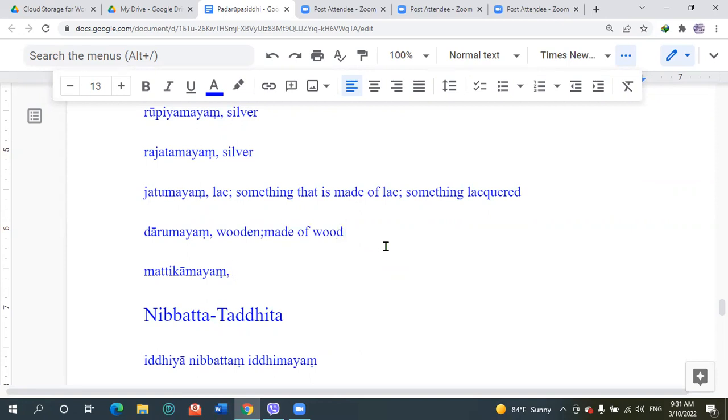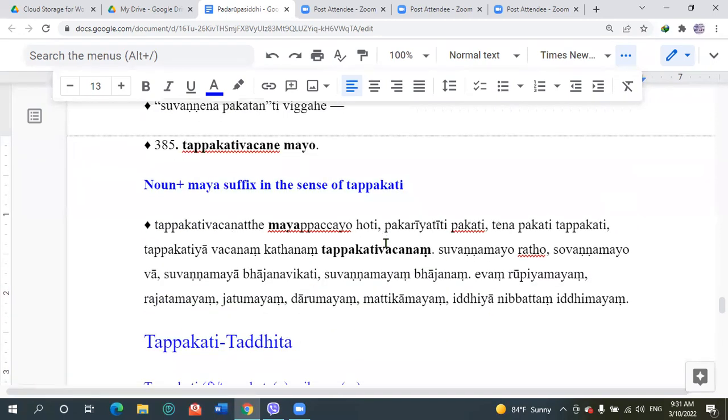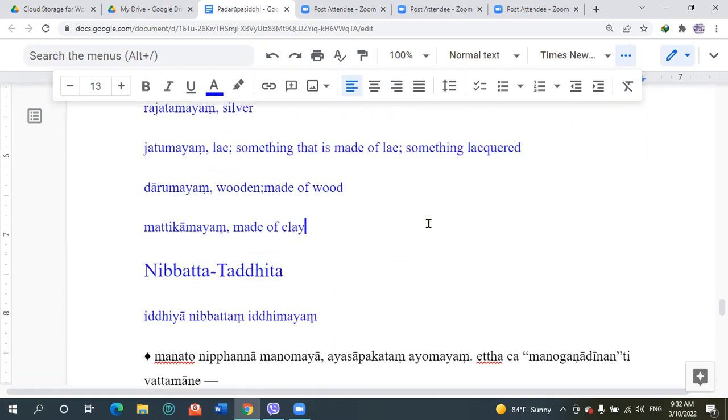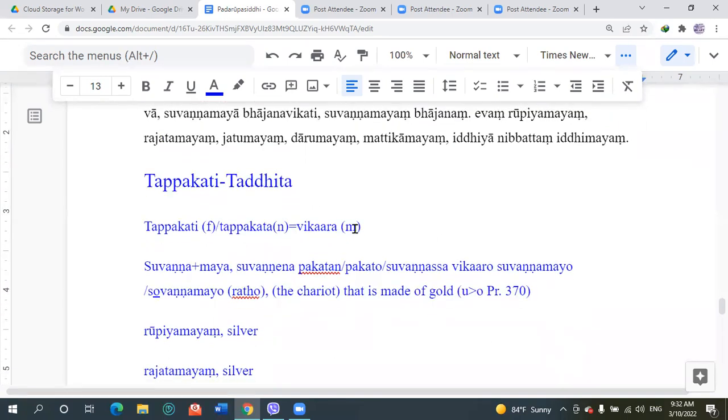Matika, clay. Made of clay or earth. Okay, these are examples of Tapagati Taddhita: Daru Mayan, Matika Mayan. Matika is feminine. Matikaya Pakatan, Pakato, Matikaya vikaro, Matika vikaran, Matika Mayan, like this. This is a Nipata Taddhita. The word Tapagati includes Tapagati and Nipata.